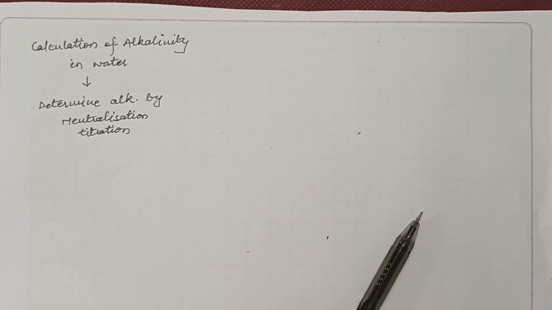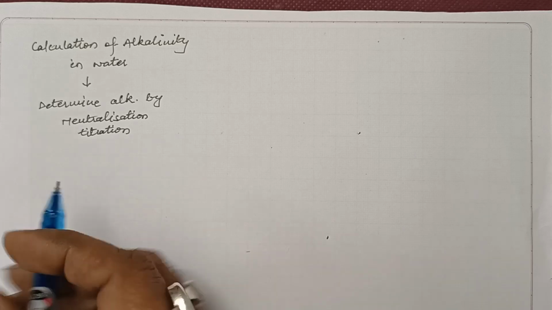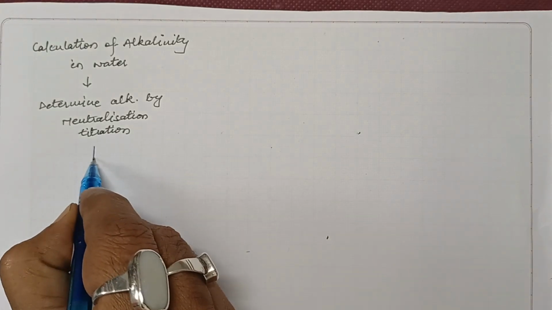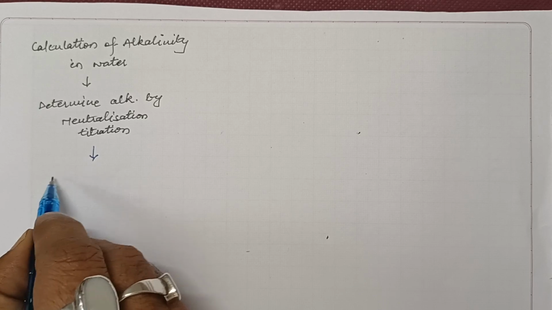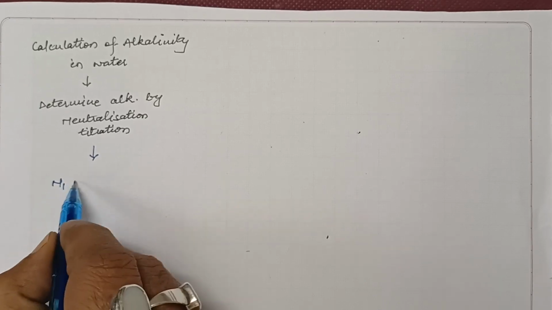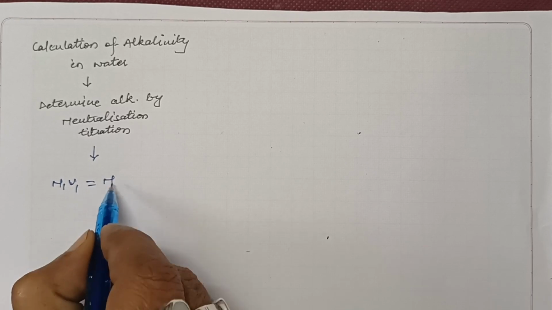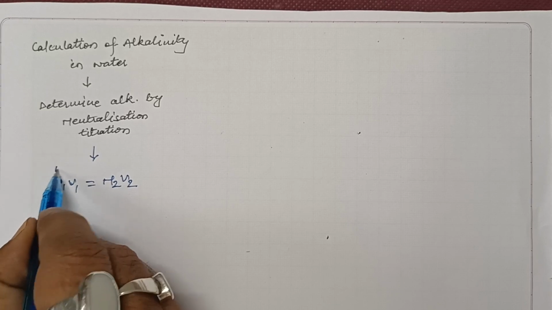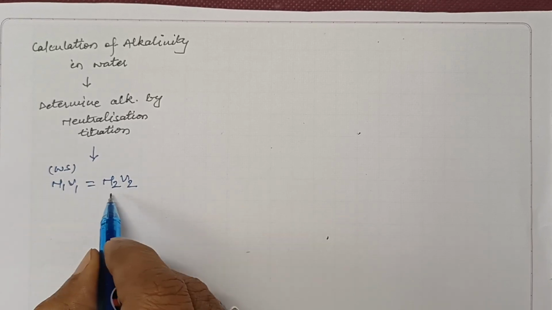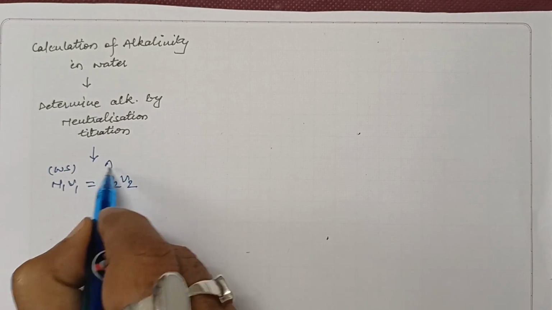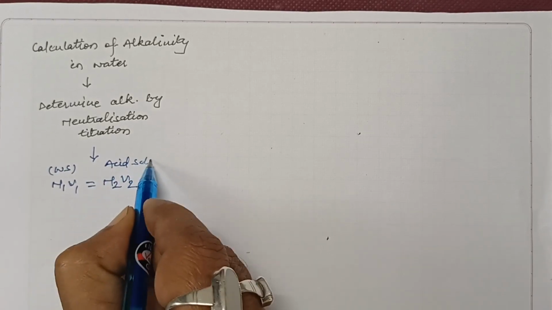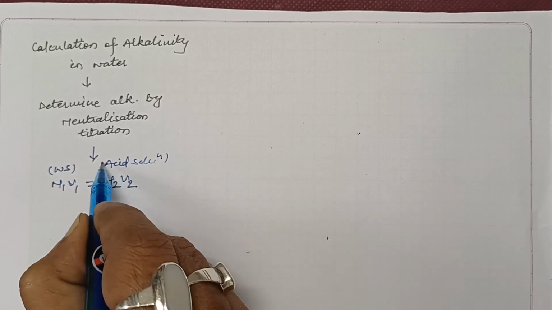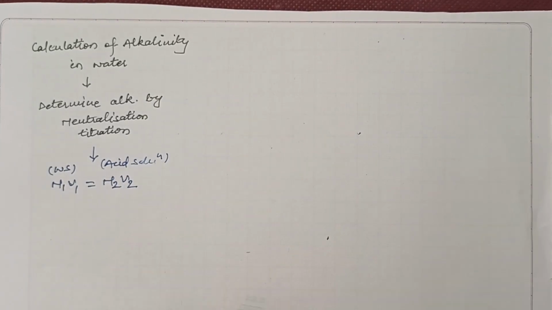So we can calculate the alkalinity content of water by a formula which is N1V1 is equal to N2V2. Here N1V1 is for the water sample WS and N2V2 is for the acid solution. This acid solution may be sulfuric acid or hydrochloric acid whose normality is already known.